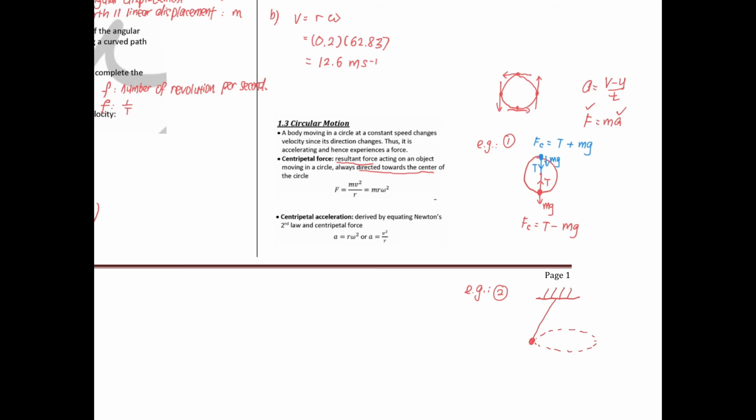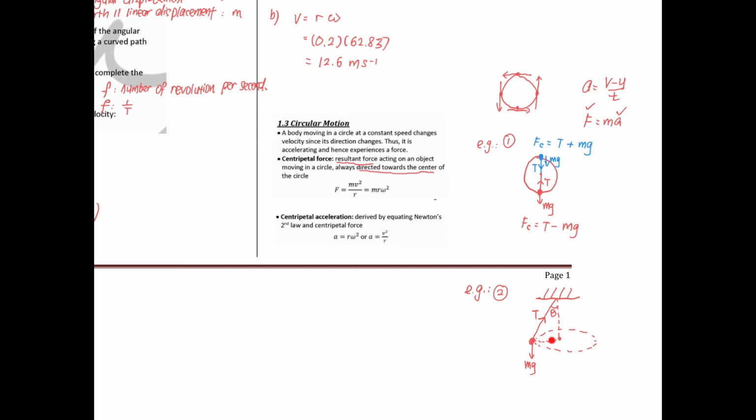So let's take a look. First of all, this is the center of the circle, and let's say the string makes an angle of theta here. The tension of the string is here, and mg is downwards. So in this case, how do we find the resultant force that acts towards the center of the circle? You have to know that towards the center of the circle is towards here, from here to here. So we have to find the force over here.